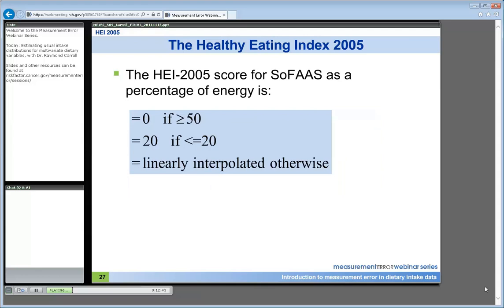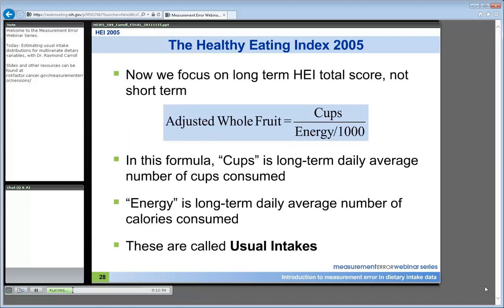This is the empty calories. If your percentage of energy from SoFAs is more than 50%, you get a score of 0. If it's less than 20%, you get a score of 20, and it's linearly interpolated otherwise. I could go through all the other nine, but I hope you get the idea of what it's like. And now what I want to do is talk about long-term HEI total score.